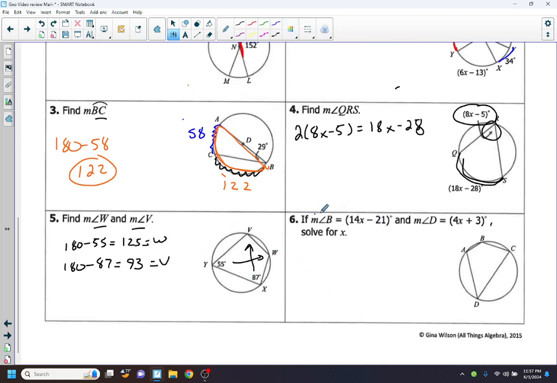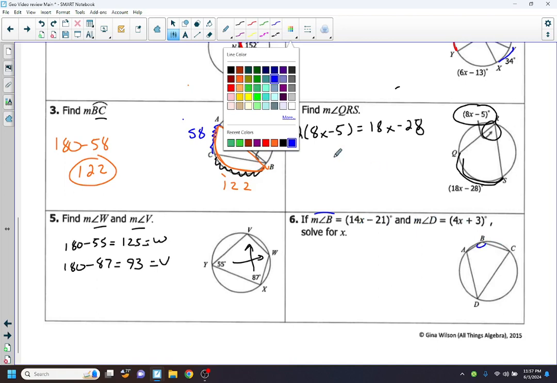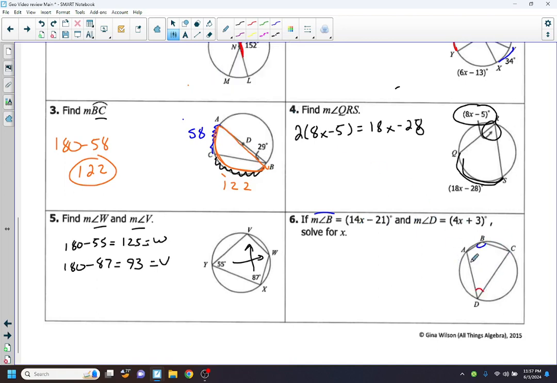If angle B is 14x minus 21 and angle D is 4x plus 3, solve for x. So in this scenario, I did 14x minus 21 because they're opposite of each other. I know they're supplementary. Plus 4x plus 3 equals 180.